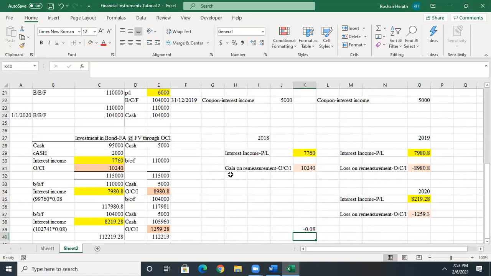Let's see whether it works. Yes, that is exactly. So this can be ignored. It's a rounding difference. So it is effectively 0.